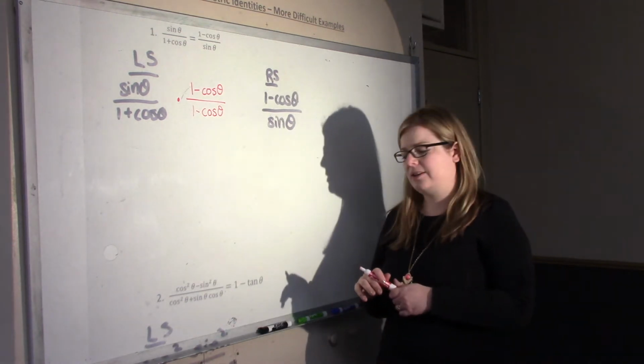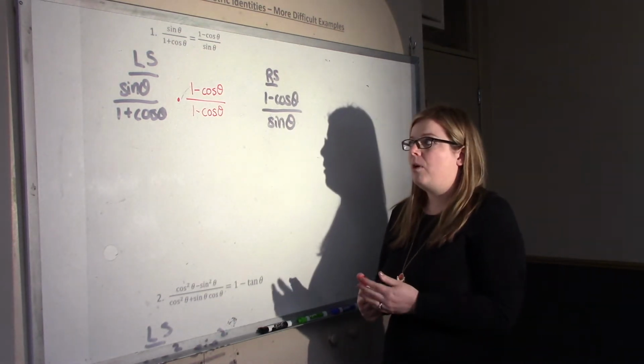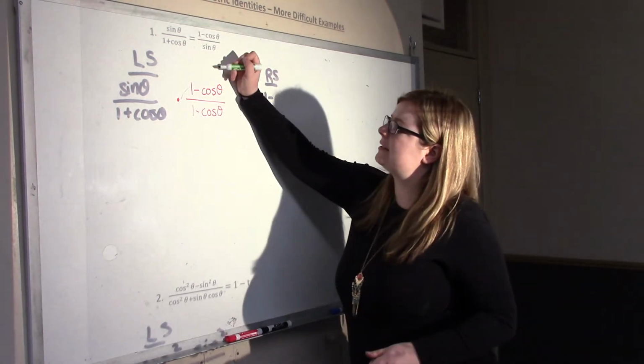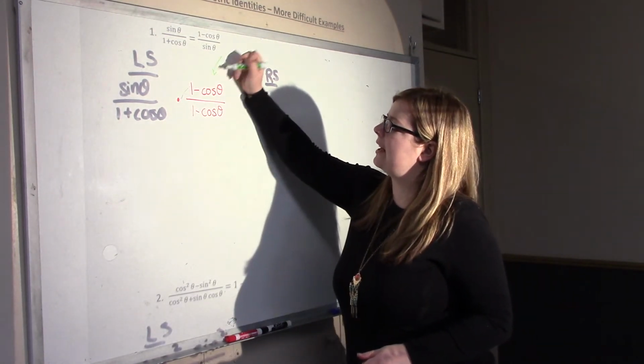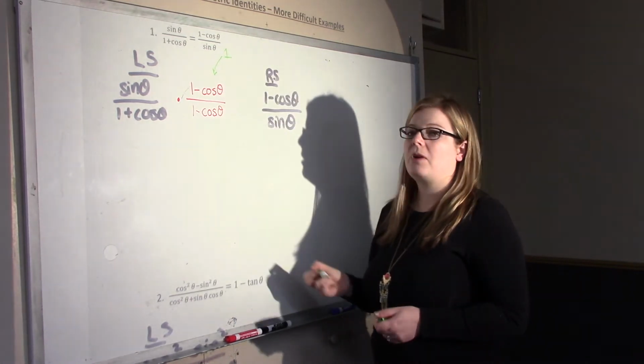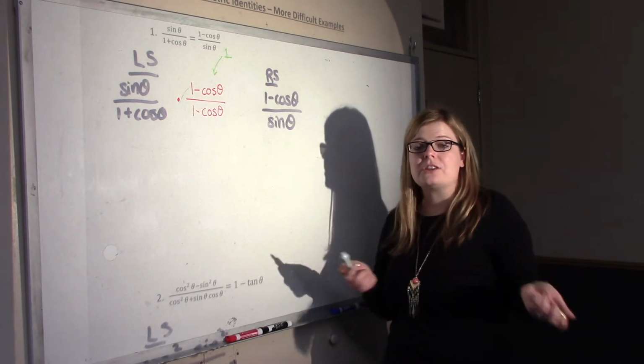Why can I do that? Well, that is just really 1. It's the same thing over the same thing. So this, you can put it in a different color or something like that. That's just equal to 1. So I can multiply it by 1. That's not changing its value.